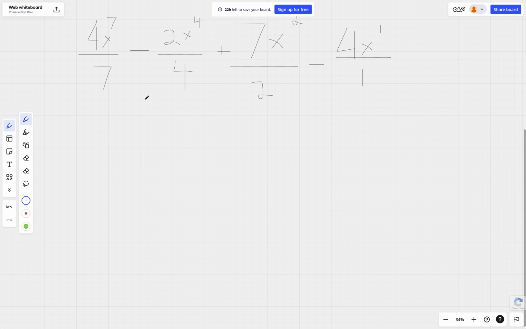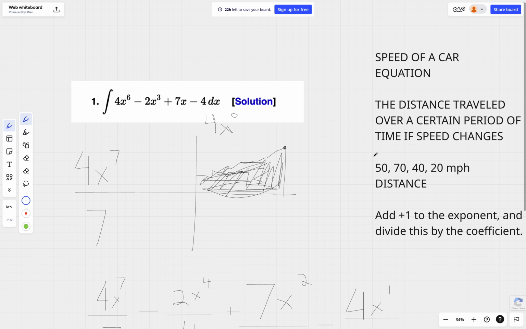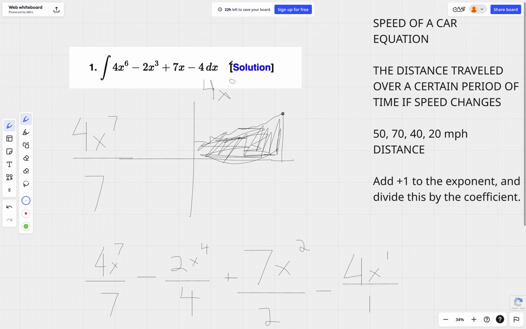And finally here, we could just simplify these fractions. And I'll write it out. 4x to the 7 divided by 7 minus x to the power of 4 divided by 2 plus 7x squared divided by 2 minus 4x. And that is our answer, well, we should add a C. Always add the C, because there's always some constant.